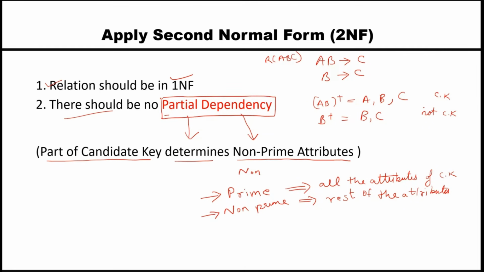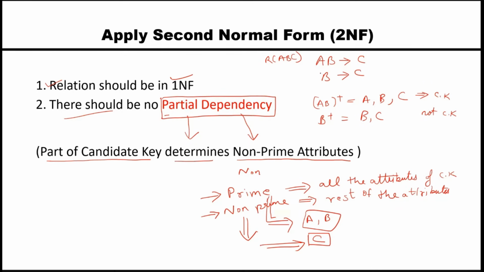So here, the candidate key is A, B. What is a prime attribute in this case? The prime attributes are all the attributes of a candidate key. So A and B are the prime attributes. Then what about the other attributes? That means the non-prime attributes. Non-prime attribute is C only. This is prime and this is non-prime attribute.